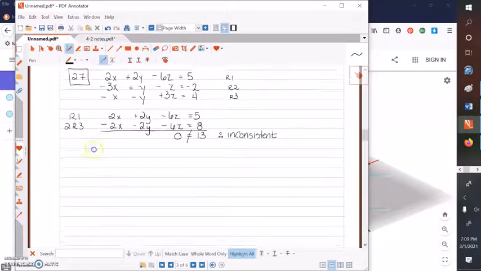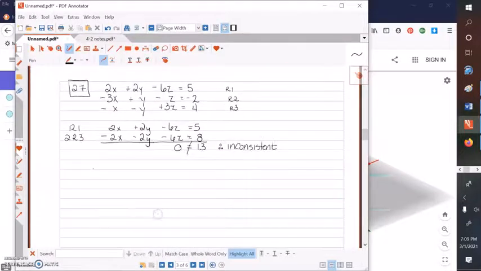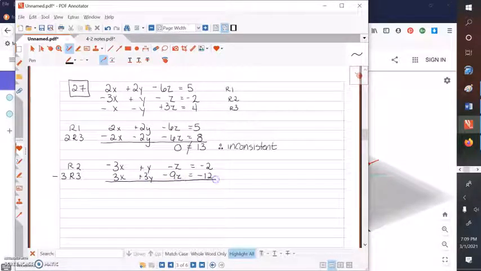So now I've used lines 1 and 3. I'm going to use line 2 now. If I take row 2 minus 3 times row 3, I have negative 3x plus y minus z equals negative 2, and then 3x plus 3y minus 9z equals negative 12. And when I add those to eliminate, I get 4y minus 10z equals negative 14. This tells me that it's not going to be parallel to the other two planes. So I want to see what that looks like because I'm curious.